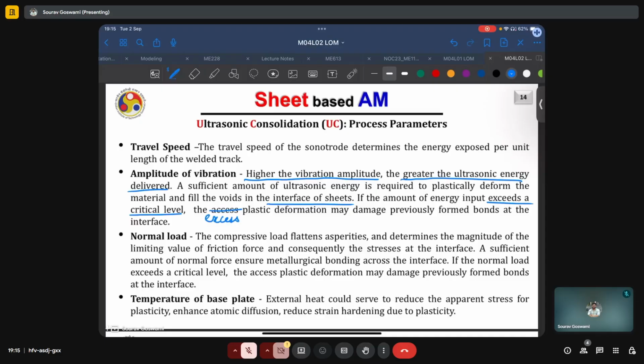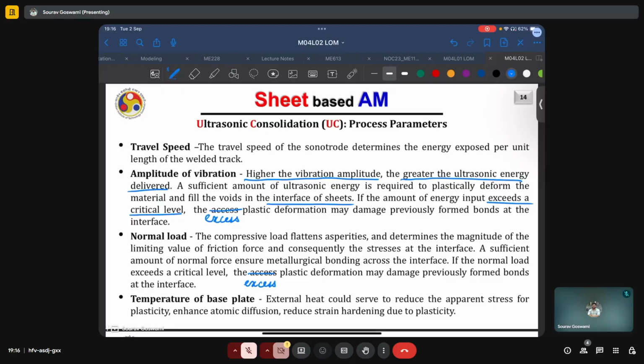The normal load that we use during this process flattens the asperities and determines the magnitude of the limiting value of friction force, and thus the stresses at the interface. A sufficient amount of such normal force ensures metallurgical bonding across the interface. However, if the normal load exceeds a critical level, the excess plastic deformation may damage previously formed bonds at the interface in a manner similar to the amplitude of vibration.